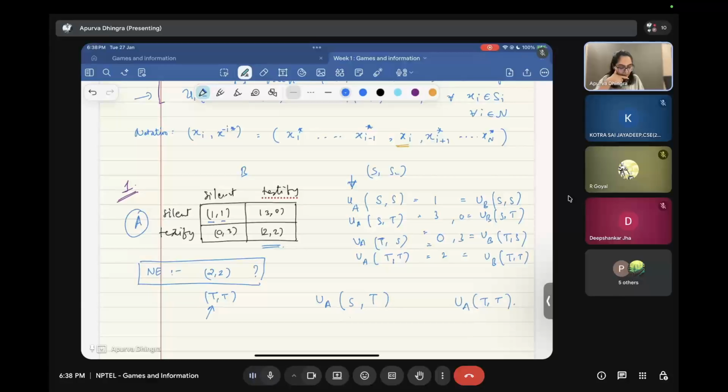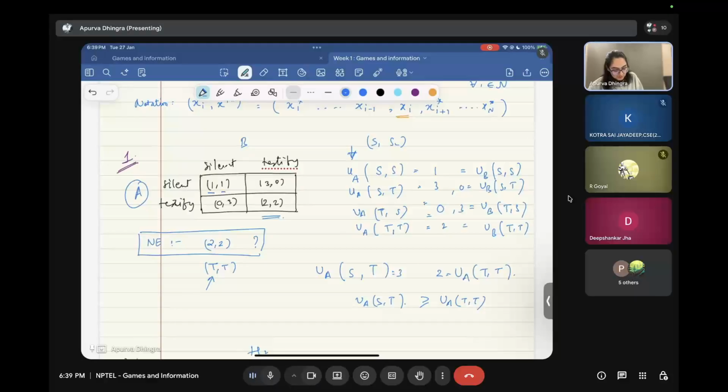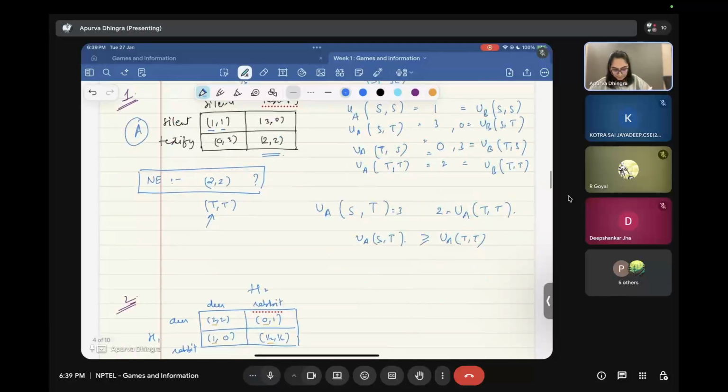What is UA of ST? This is 3, and UA of TT is 2. Which means UA of TT is smaller than UA of ST. Meaning, once the player has decided to testify, he's not going to want to deviate from that. It's actually the right decision for him, assuming the other one has chosen to stick with that same profile.